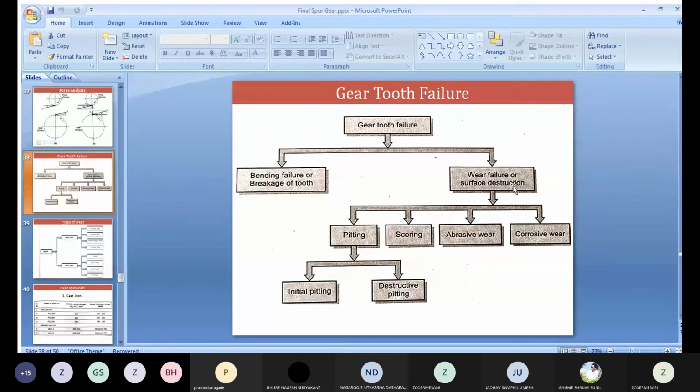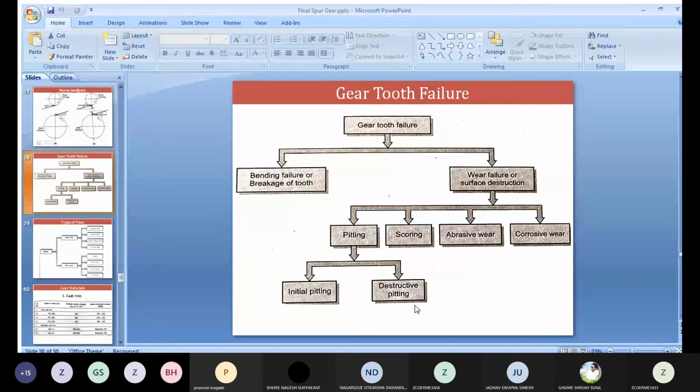Now second, wear failure, also called surface destruction. In case of surface destruction, what happens? The crack has already formed and we have to fill up the crack by welding, by adding some material. We have to fill up the crack, so that we call a wear failure. Under wear failure, they have mentioned various parameters like pitting, scoring, abrasive wear, corrosive wear, and so on. What does it indicate? These types of failures occur when porosity occurs on the surface of the teeth. So that is wear failure.